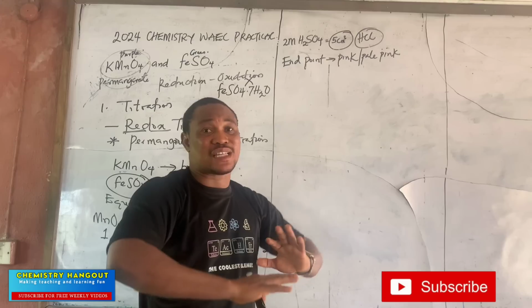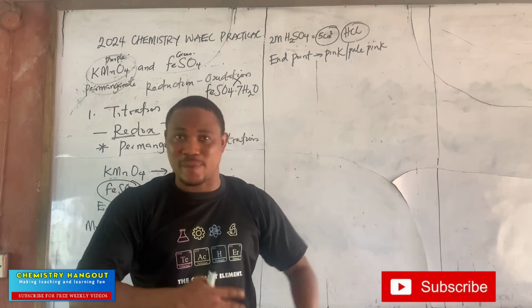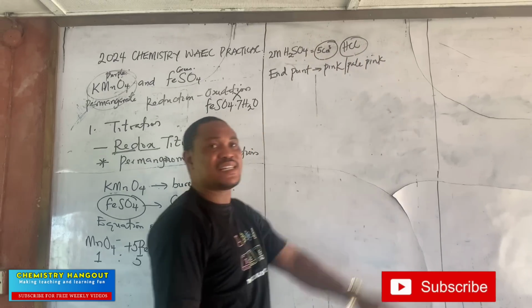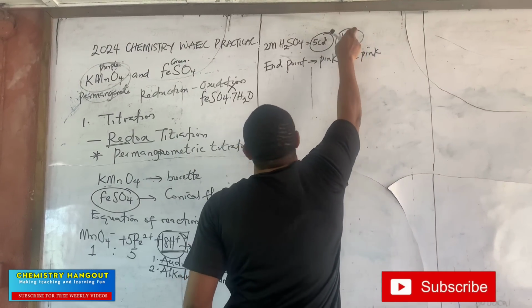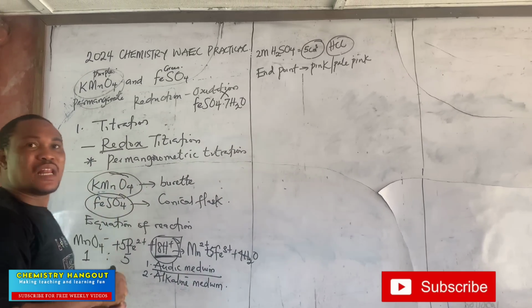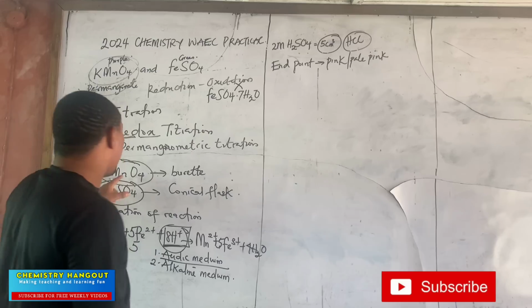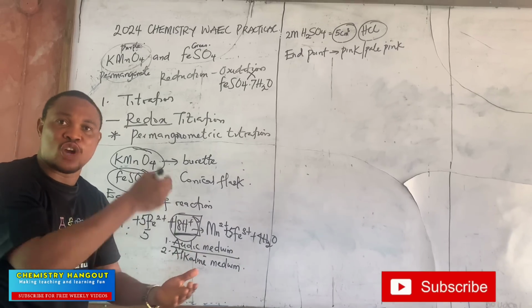Your number 3 questions are basic chemistry questions, and they can ask it from theory of practicals. So why is it that we added H2SO4 and we did not add HCl? The reason is because if we acidify with HCl, HCl will react with KMnO4 to liberate chlorine gas. It means that our titration will not be accurate.